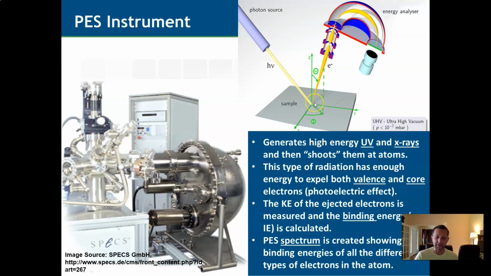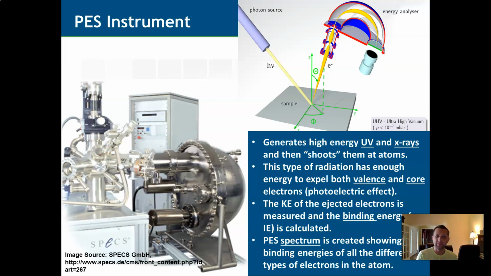The kinetic energy of the ejected electron is measured. Okay, so the electrons are ejected from the sample, and they go into the analyzer here, and how much energy they have is recorded. Okay, that's called the binding energy. So what happens then is the PES instrument, this whole instrument here, gives you a reading, like a spectrum, and it shows you all the different binding energies of these electrons.